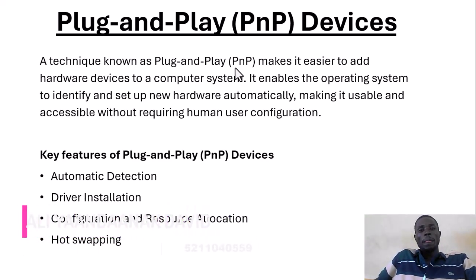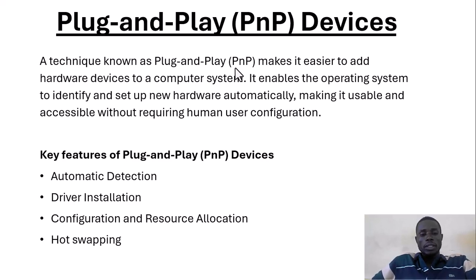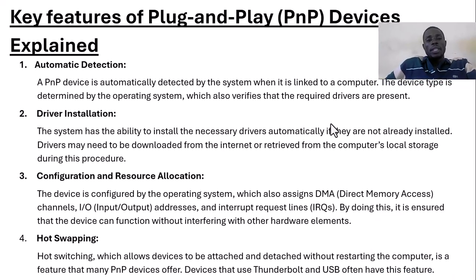With this technology, we are going to look at the features of plug and play devices. The features are automatic detection, driver installation, configuration and resource allocation, and hot swapping. I'm going to explain one after the other. With automatic detection, plug and play devices are automatically detected by the system when they are linked or connected to a computer. The device type is determined by the operating system, which also verifies that the required drivers are present.